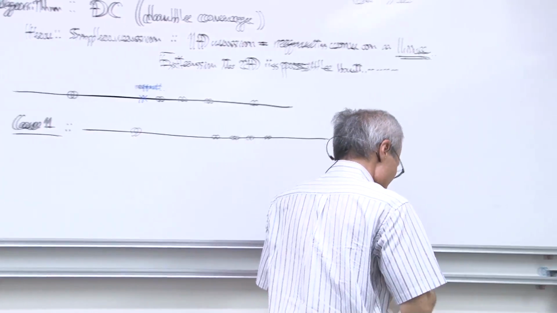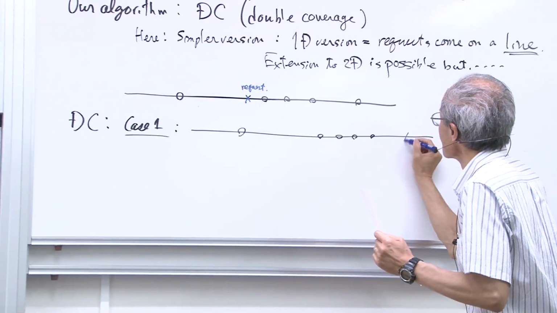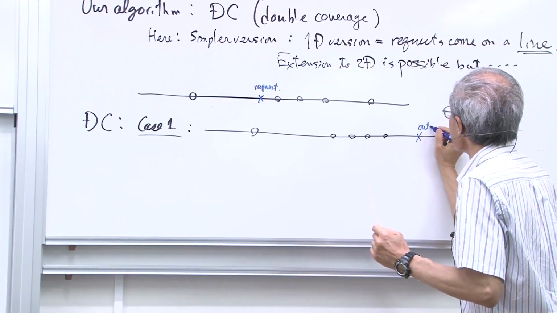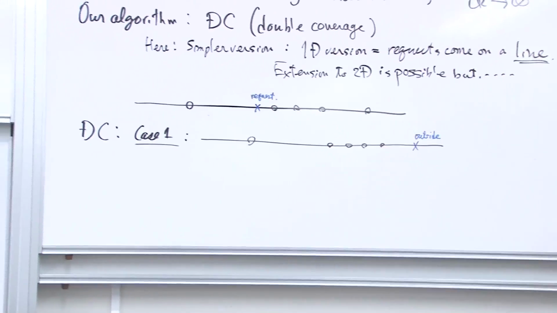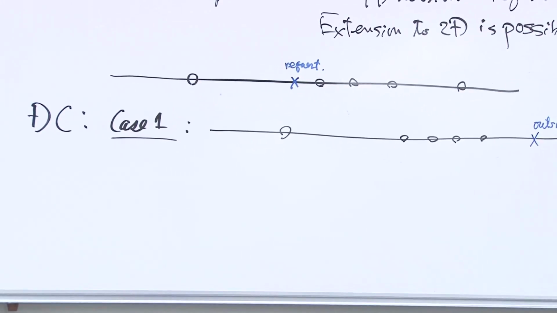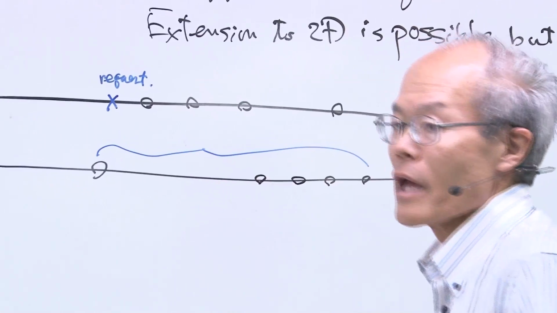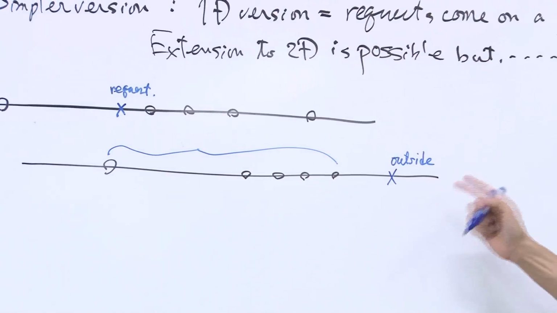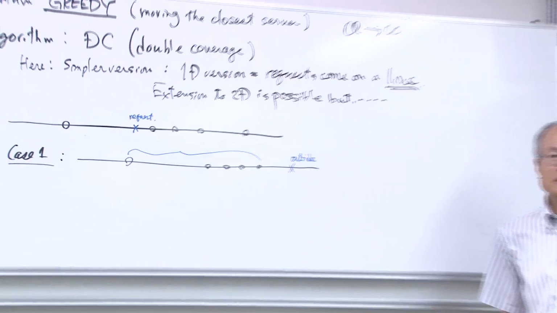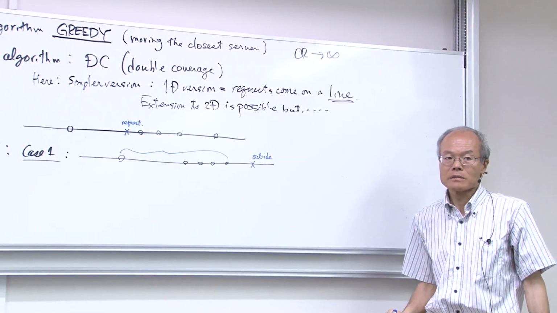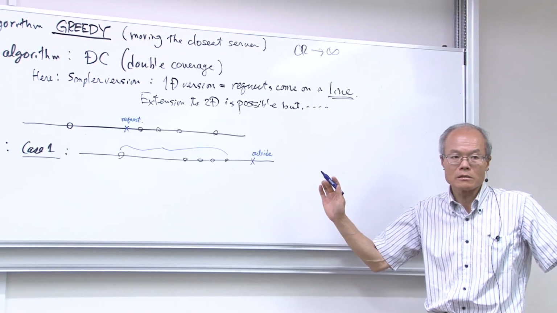Okay, case 1 is a request comes outside of the range of the current servers. Okay, these are the current servers, and a request comes outside of the current servers. Do you understand? Is it clear? Outside, not inside.